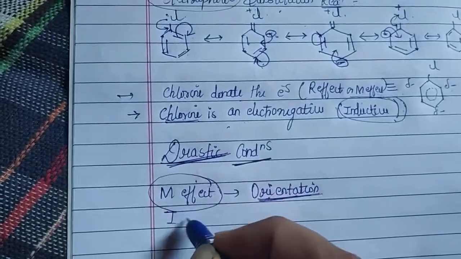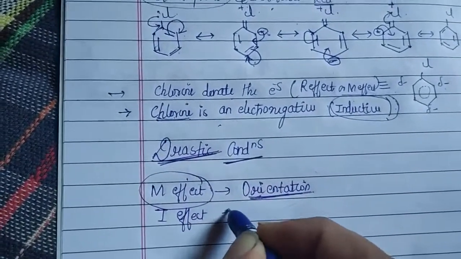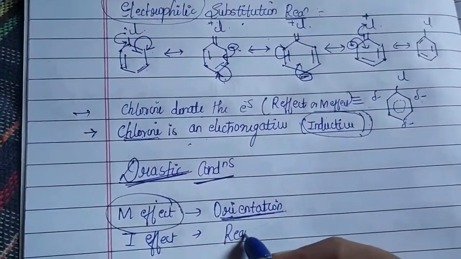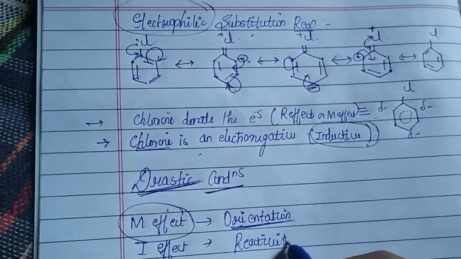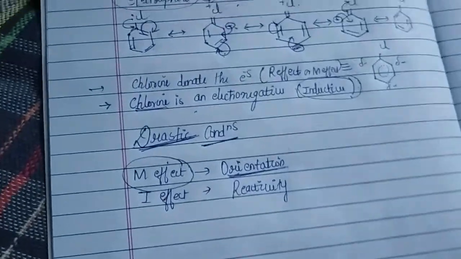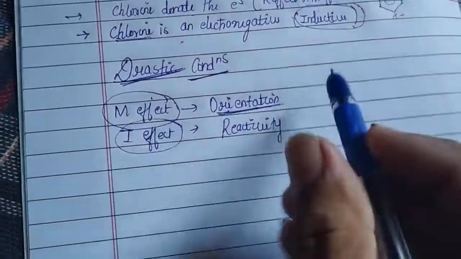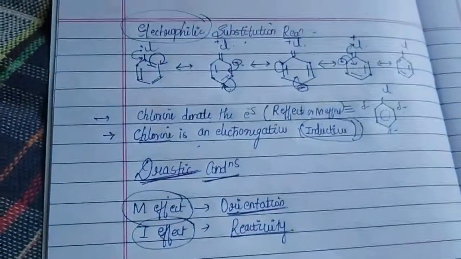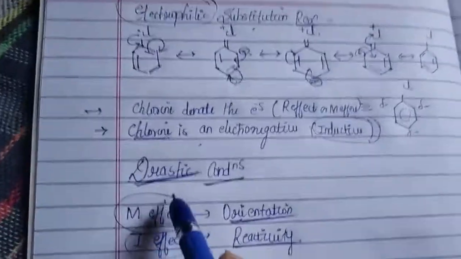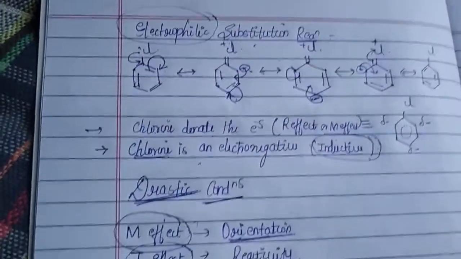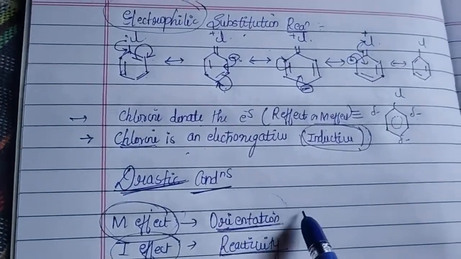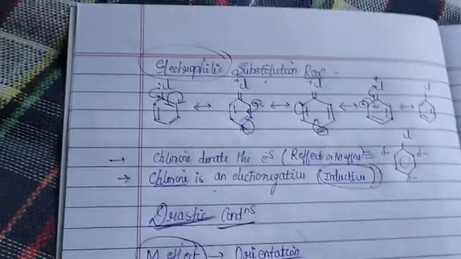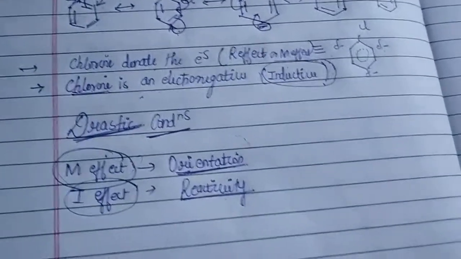Similarly, when chlorine is undergoing an inductive effect, the I effect, the idea we are getting is about its reactivity, how slow or how fast the reaction is. So basically, through the inductive effect we get the idea of the reactivity of haloarenes towards the electrophilic substitution reaction, and through the mesomeric effect we get the idea of the orientation of the formed products whenever chlorobenzene undergoes an electrophilic substitution reaction.